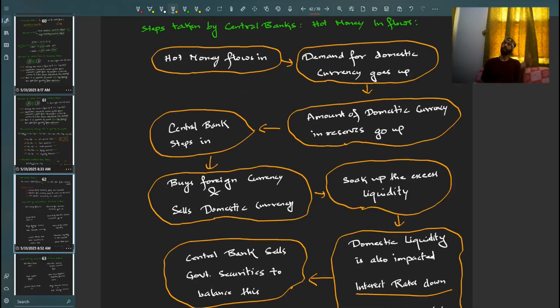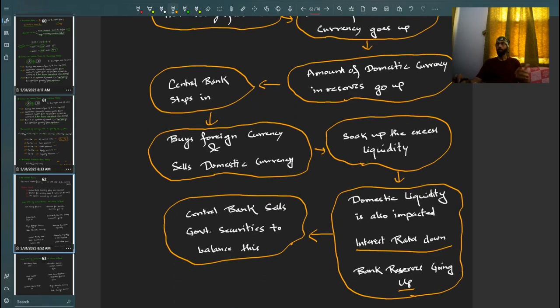This is to soak up the liquidity. Because of this event, on the other hand, there is something else happening in the domestic liquidity arena where bank reserves are going up and interest rates are going down. To balance this, central banks sell government securities, right? By selling government securities, the bank reserves can be put in control, which in turn also puts the interest rates in control.